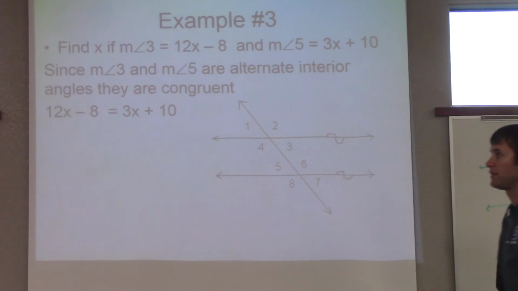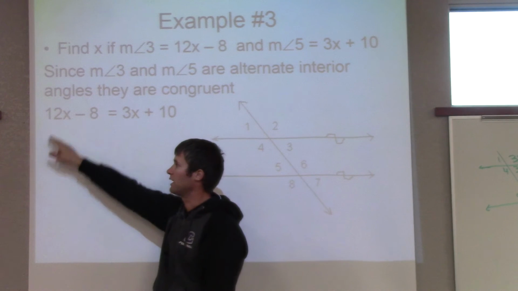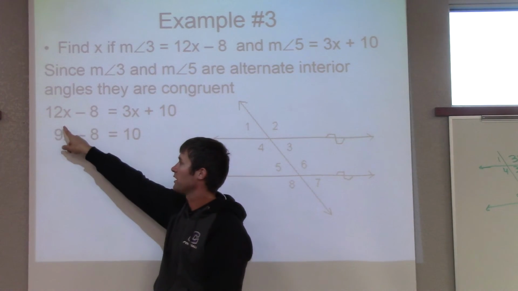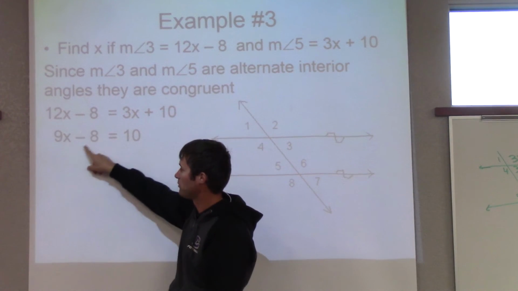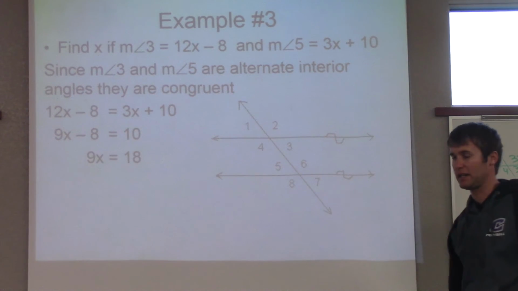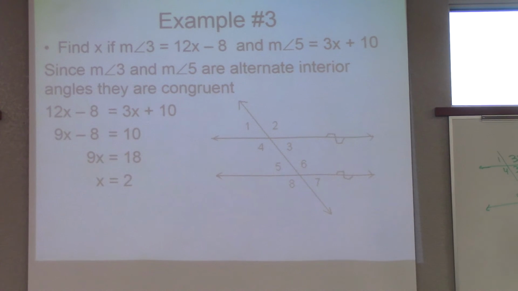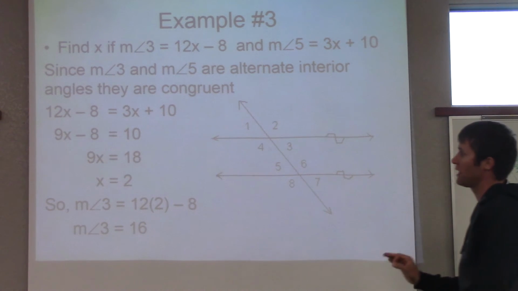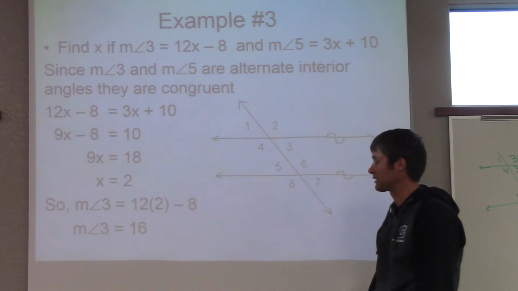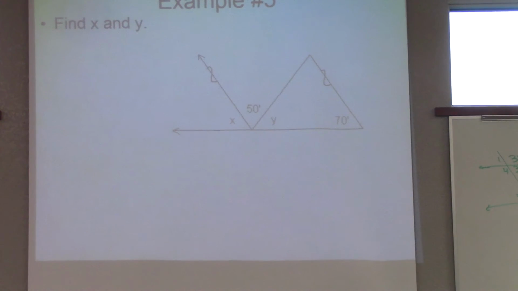And now we can solve it out. So I want to move 3x over, so I subtract 3x. So 12x minus 3x is 9x. I want to move 8 over, so I add 8, which gives me 18. I need to get rid of the 9, divide by 9, so x is equal to 2. So that, and then we can show that they're equal. We want to know what is the measure of them, so we plug them in. It's 16 degrees, and then angle 5 would be 16 degrees.